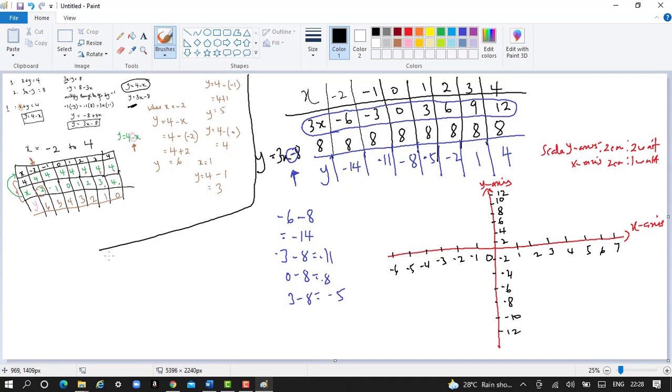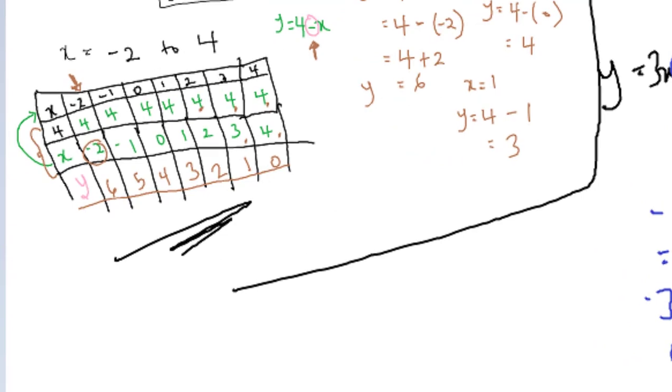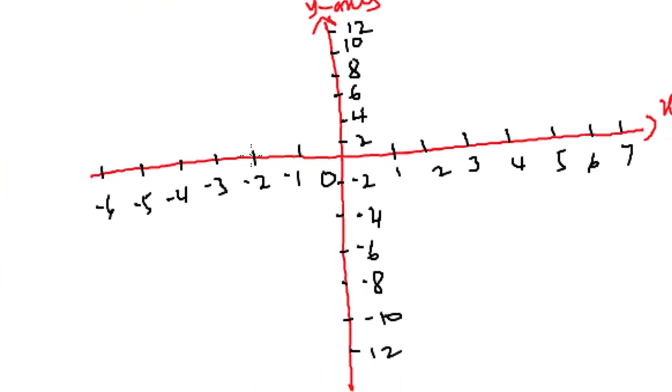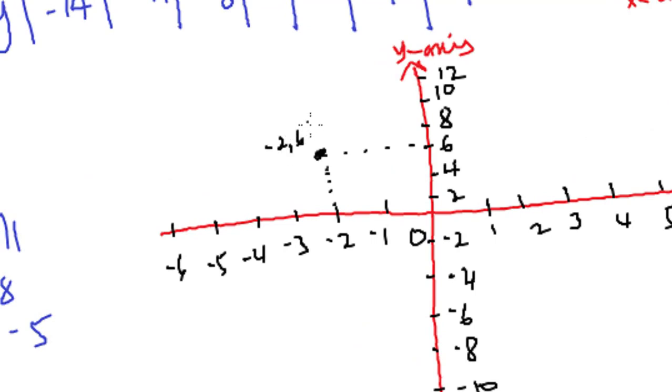So first we're going to plot this one. These values here are what we are going to plot first. The first one is -2 and 6. So -2 is here, and our 6 from this side. So negative 2 and 6. The next one is negative 1 and 5. Negative 1, we get our 5 in between 4 and 6. So negative 1 and 5.